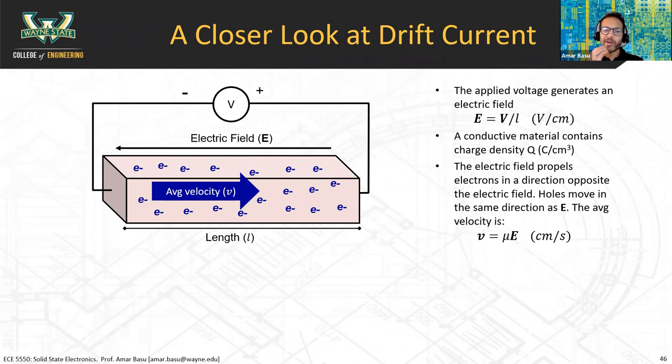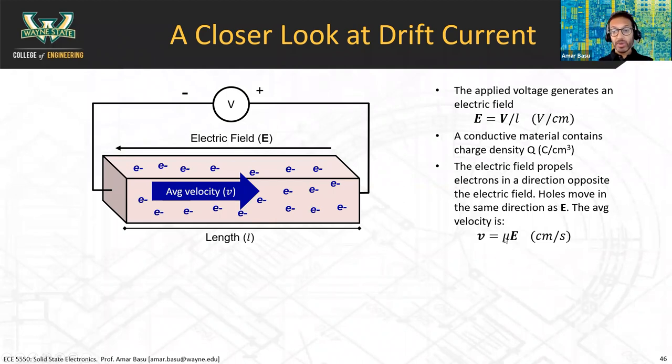Okay, it's kind of like water in a pipe. The more pressure you apply on the water pipe, the faster the water moves through the pipe. So it's very similar with voltage, electric field. The larger voltage you apply, you get more electric field, and the electrons move through faster. So what is this constant mu? This is called mobility. And mobility is a material property.